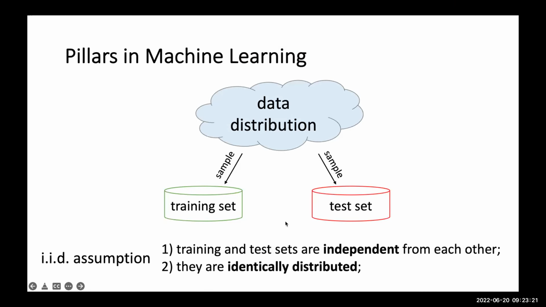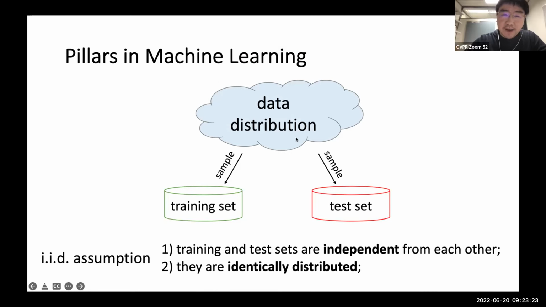As said, evaluation in machine learning is a pillar. It is very important and very fundamental. So usually we assume that the training set and test sets are independent from each other.